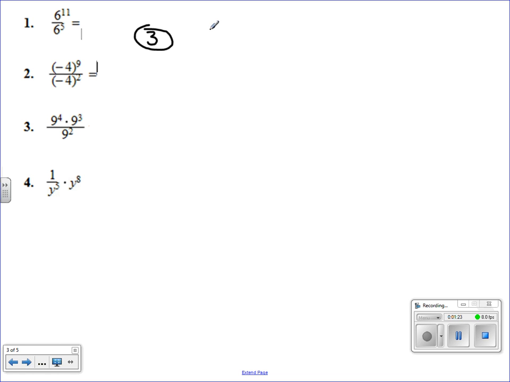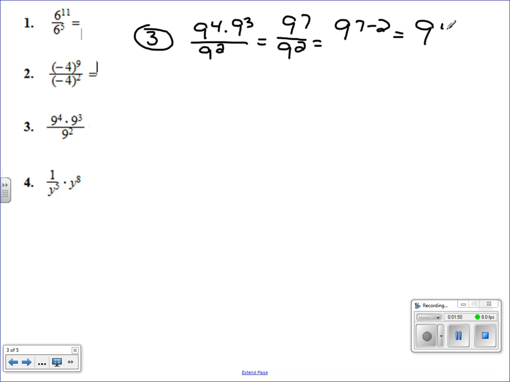Problem 3 has both multiplication and division. So we have 9 to the 4th times 9 to the 3rd divided by 9 to the 2nd. Using our rules for multiplication with like bases, we're going to add the exponents. 4 plus 3, 9 to the 7th, divided by 9 to the 2nd. Using our rules for quotients, we are going to keep our base and we're going to subtract our exponents, leaving us with the final answer of 9 to the 5th power.